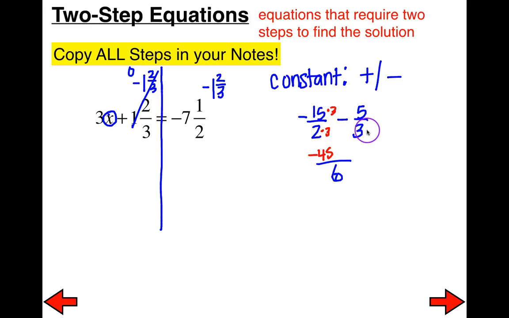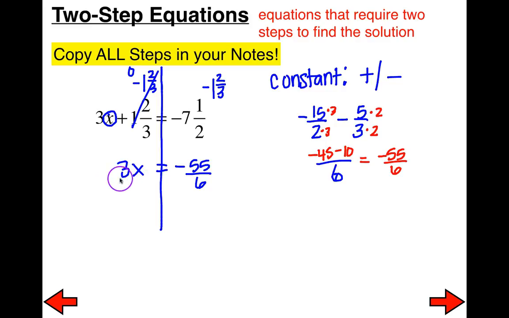And then here, I'm going to have to change the denominator up by 2 to make it a 6. I'm left with negative 5 times 2, which is negative 10, which leaves me with negative 55 over 6. This is simplified, so I'm going to go ahead and say that this equals negative 55 over 6. And here I'm still left with 3x.